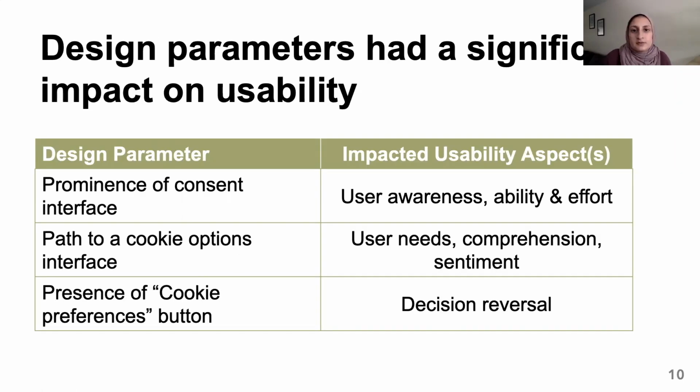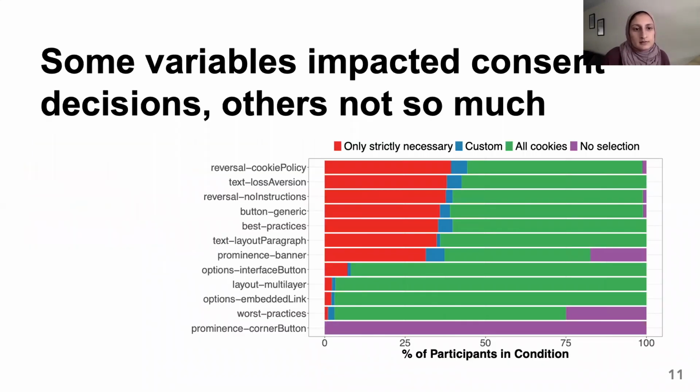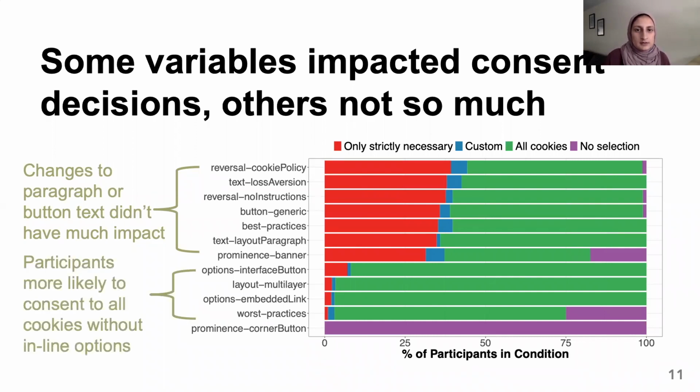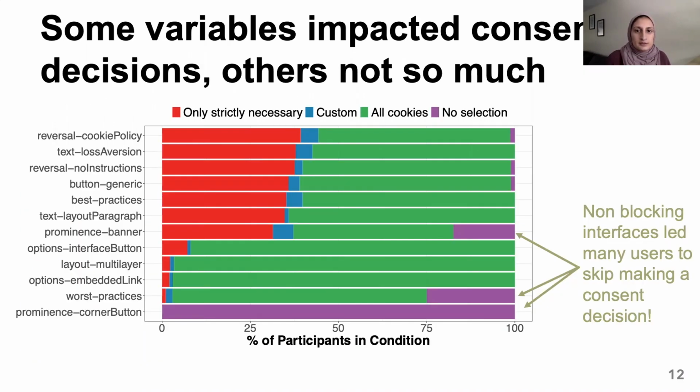In summary, we observed that some of the design parameters we explored had significant impact on one or more usability aspects, while others did not have much impact. This included participants' reported consent decisions. Each bar in this graph represents one of our design variants. And while changes to the paragraph or button text didn't have much impact, participants were more likely to consent to all cookies and conditions without inline options. We also found that non-blocking interfaces led many to skip making a consent decision.